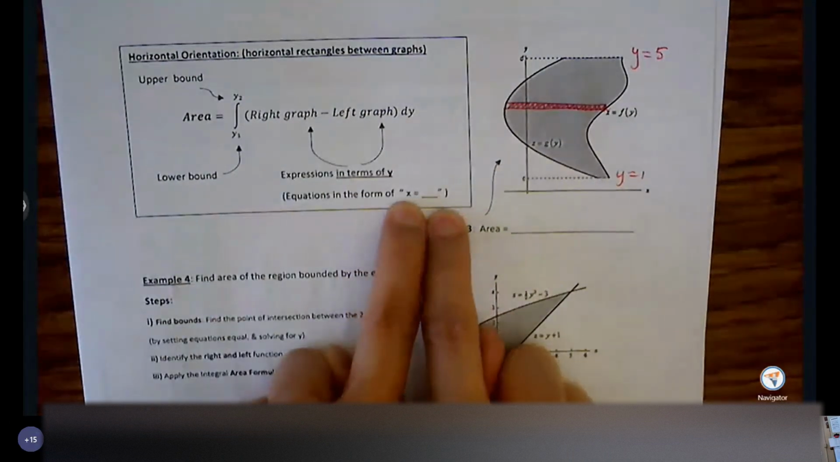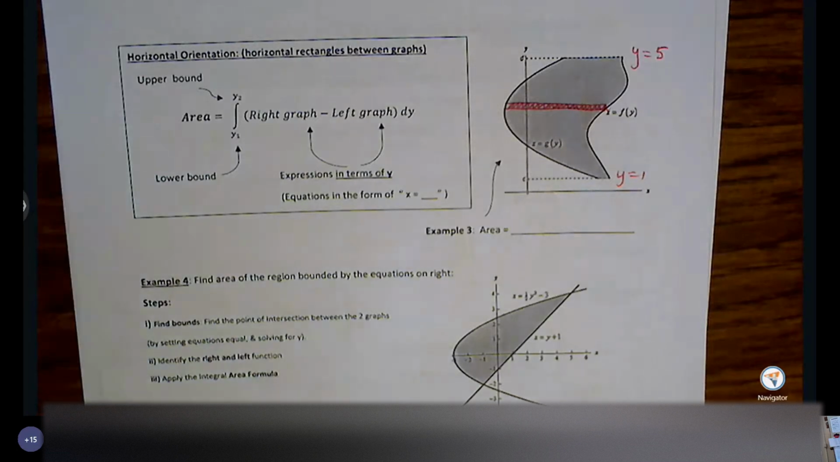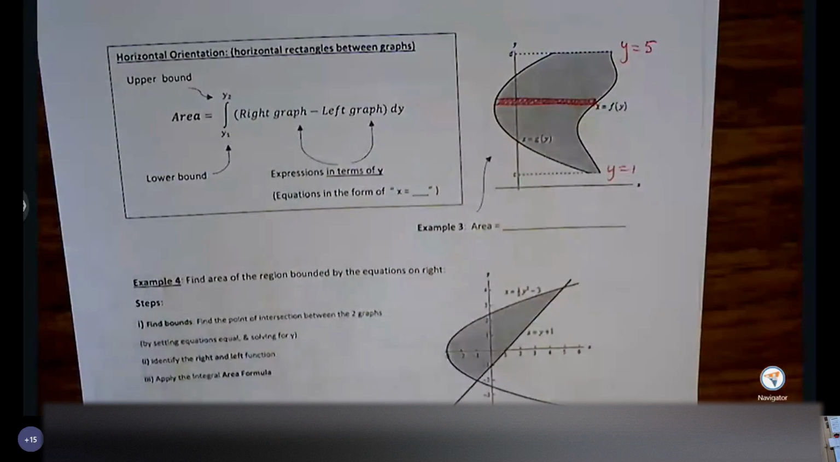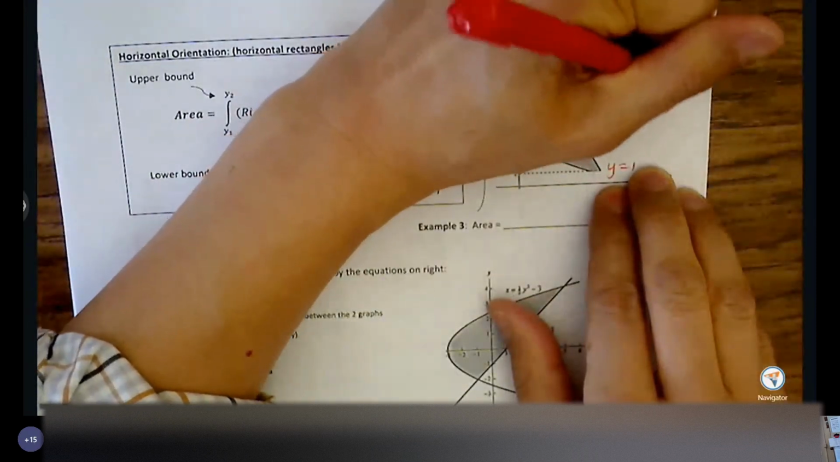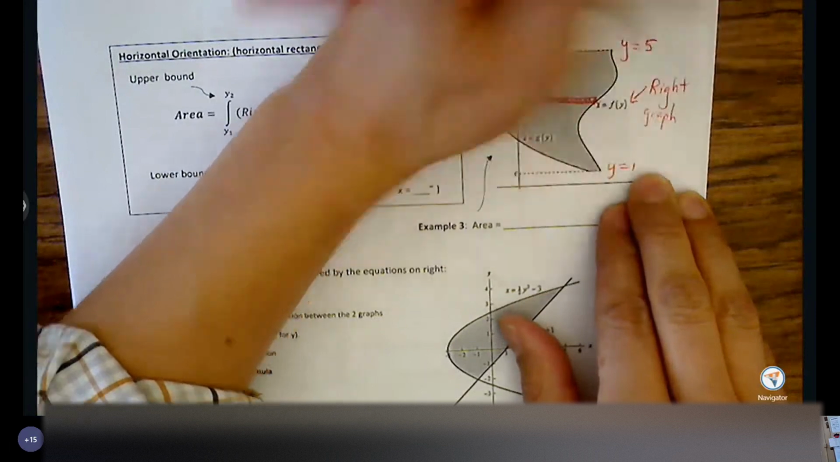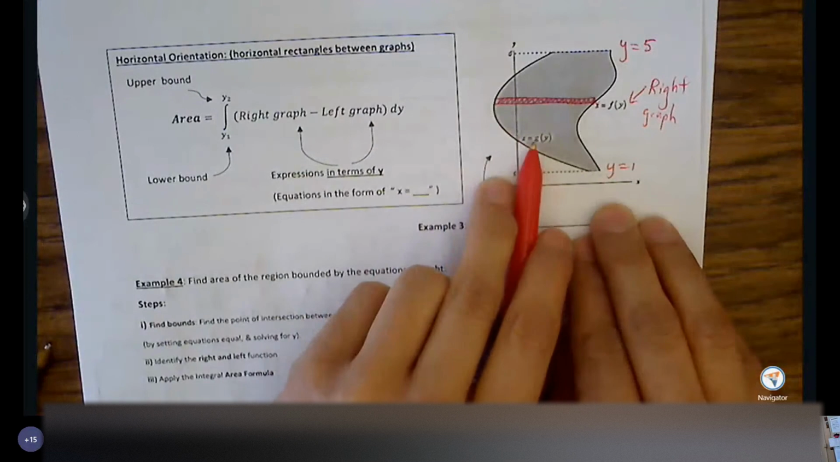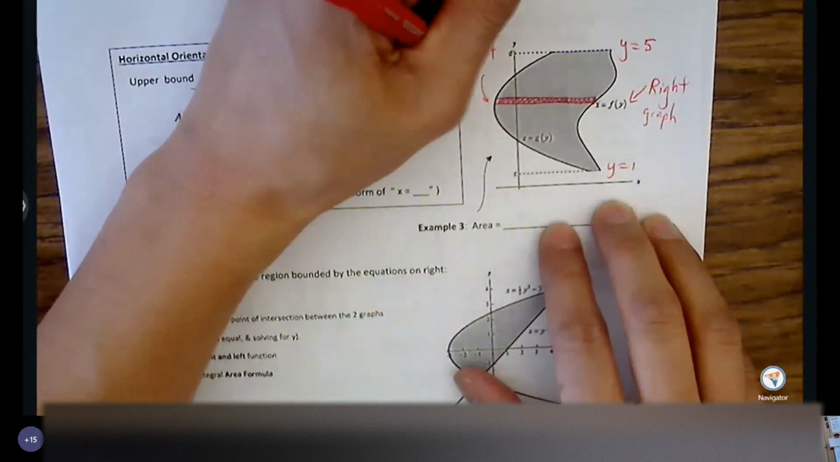And our form is going to be x equals. So if we see equations as x equals, we know the right side of that expression is ready to be inserted into our formula. So we can tell that the right endpoint of the rectangle is touching this graph on the right. I'll label that as the right curve. And you can tell the left endpoint of my rectangle is touching this other curve, which is the g of y. So I'm going to call this the left curve or left graph.